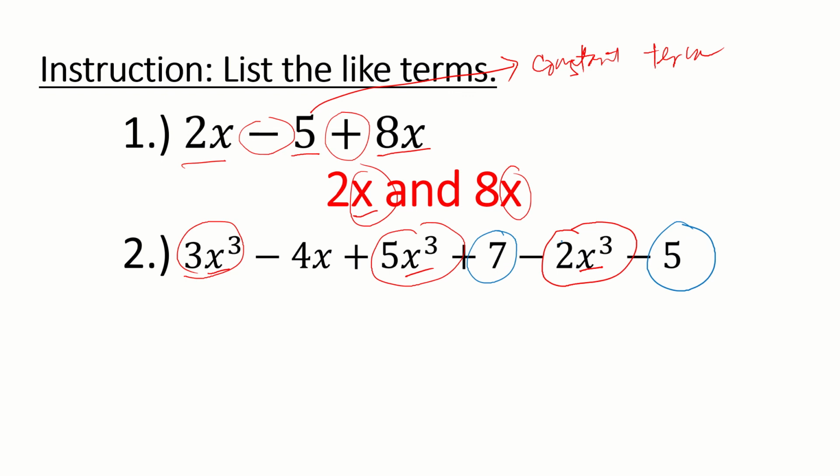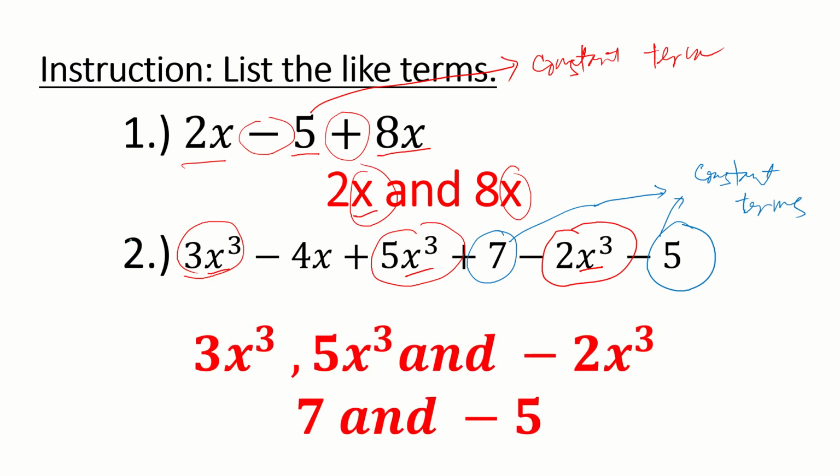But why is it that these are like terms? Because both terms are constant terms. They don't have a variable at all. So those are like terms. So we have two sets of like terms, the ones with x cubed and our constant terms.